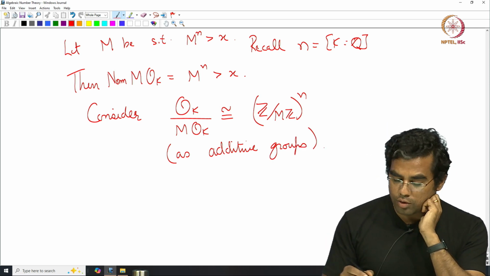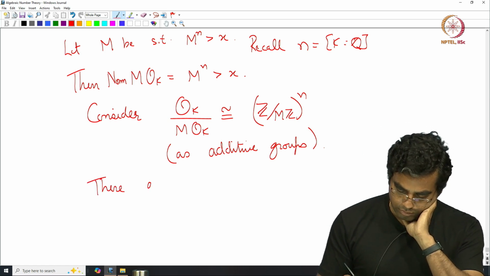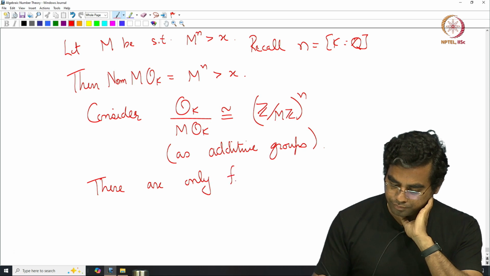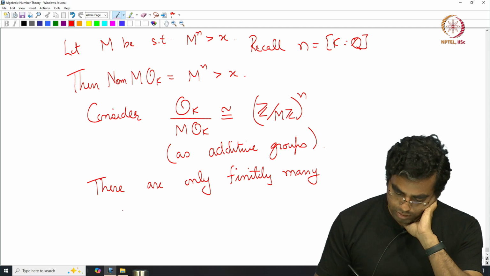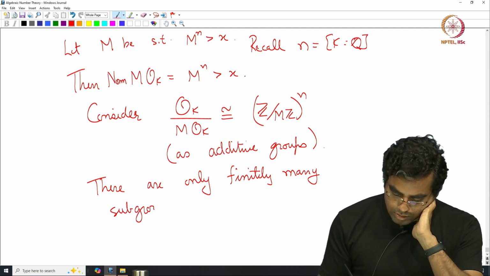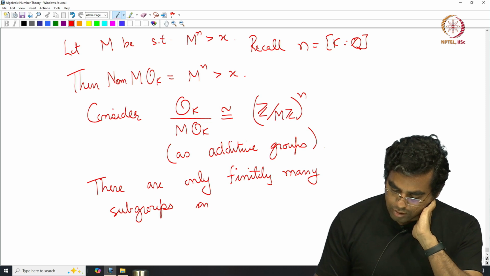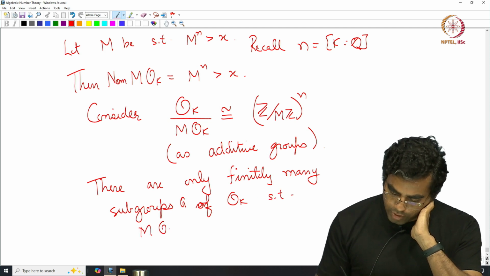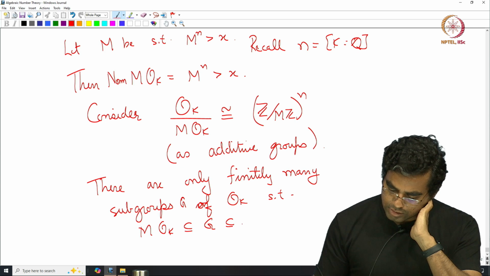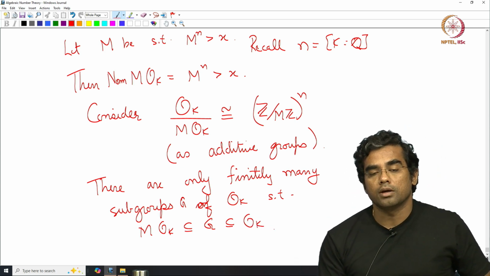Right. And so, there are only finitely many subgroups, finitely many additive subgroups G of OK such that M·OK is contained in G, which is contained in OK. So, there are only finitely many additive subgroups like that, right.